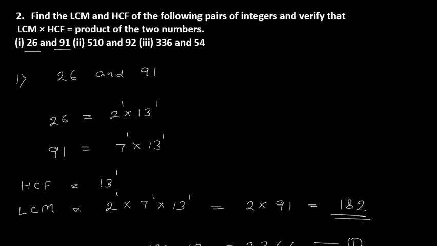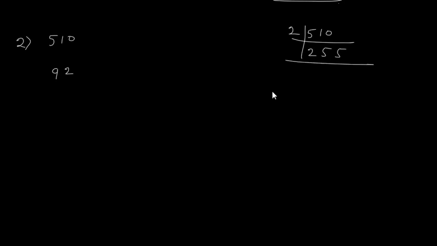Okay, like that the second pair is 510 and 92. The second question we have is 510 and 92. So let us first see what are the factors of 510. So 2 5s are 10, 2 5s are 10. Then with 5, 5 5s are 25, 5 1 is 5. Then 13 7s are 91. So 7, something wrong I have done.